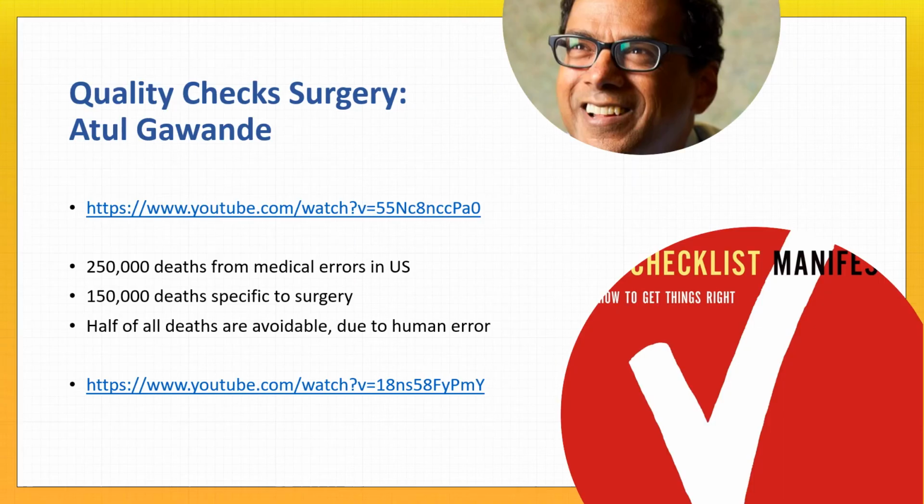Dr. Atul Gawande has pioneered improvements in the quality of surgery, and if you are interested, you can follow the links on this slide that will share with you the work that Dr. Gawande did. Basically, what he discovered was that over 250,000 people died from medical errors in the US every year, and that 150,000 of those deaths were specific to surgery. This isn't just a problem in the US, it's a problem worldwide. And so he was tasked by the WHO to identify what can be done to improve this.